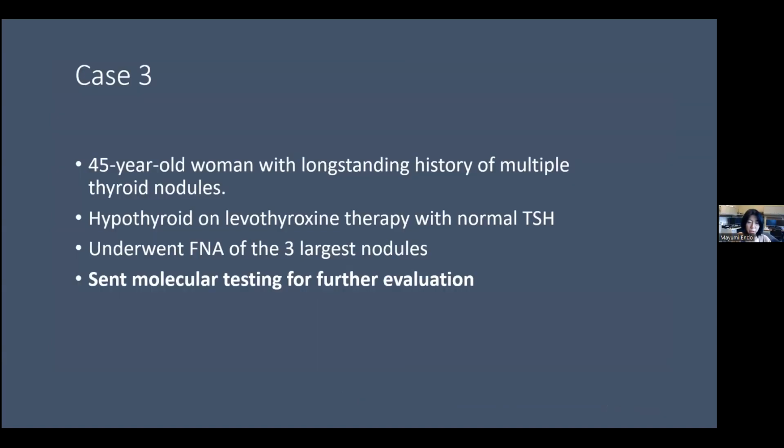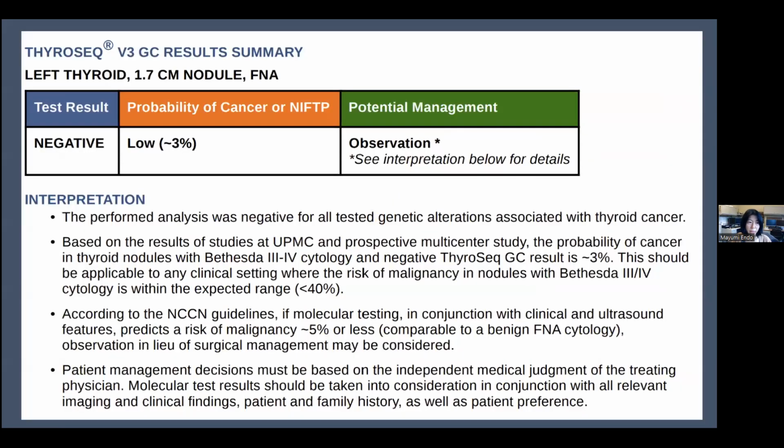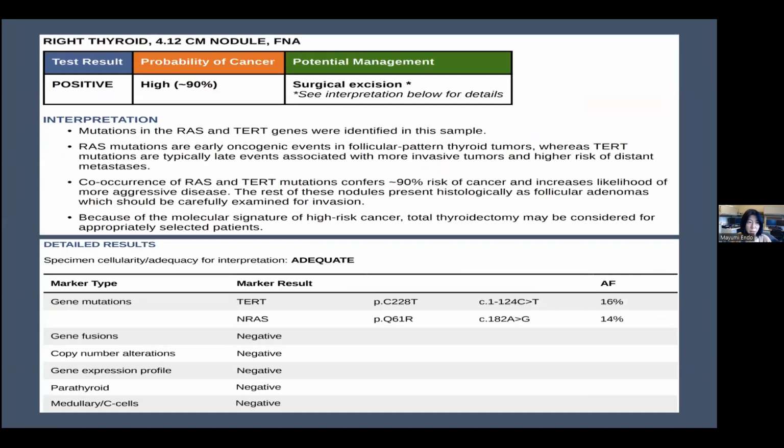So we did the molecular testing for further evaluation. The left thyroid nodule came back benign. That's good. However, the right thyroid nodule came back with a positive mutation. And this is how the report looks. You can read all these things and try to learn about the molecular characteristics of the thyroid nodule if you're interested.